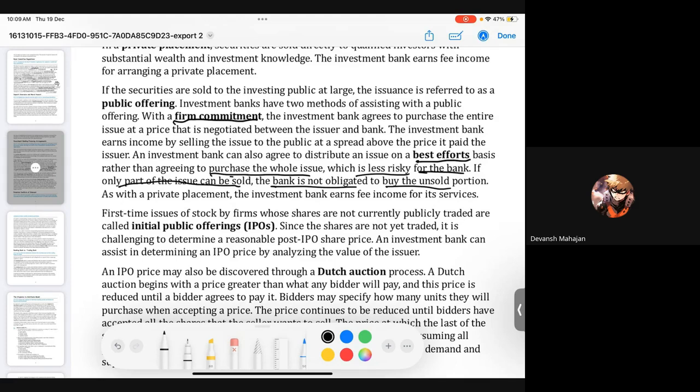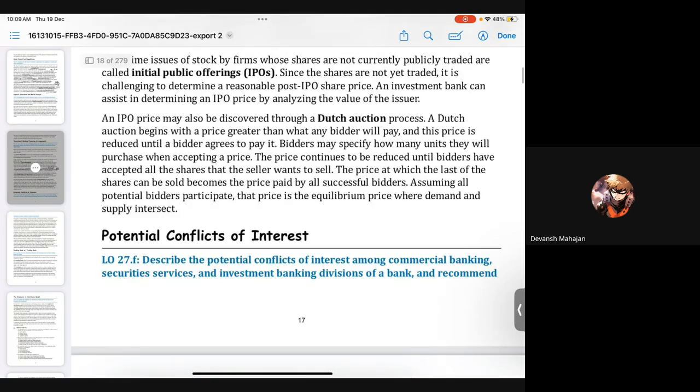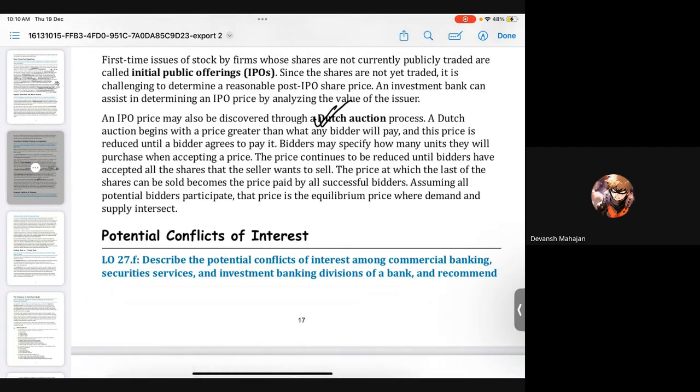And how does the investment bank earn in a best efforts transaction? They charge a fee. Best efforts mean they charge a fee. Okay. Dutch auction, I would suggest it's better explained in the video with numbers and examples. So you do through that.